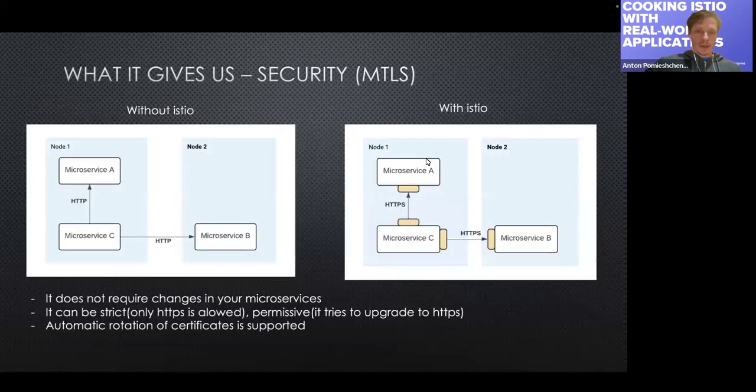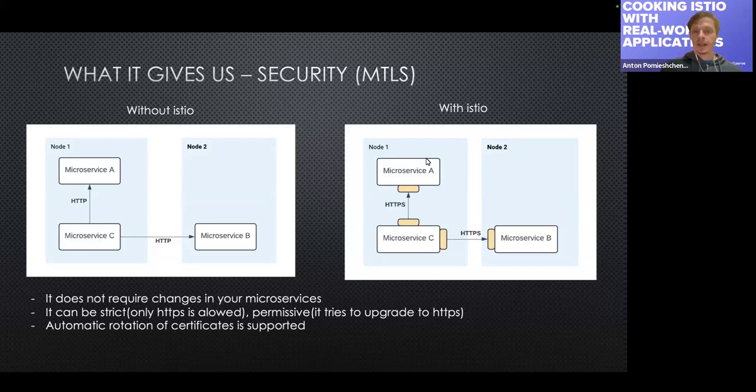Okay, let's go. This is one of the underestimated features of Istio: MTLS, mutual TLS. Without Istio, you have microservices, and they probably communicate using HTTP. For example, you have several nodes, and those nodes can be in different time zones, in different data centers, locations, or whatever, and they will communicate using HTTP.